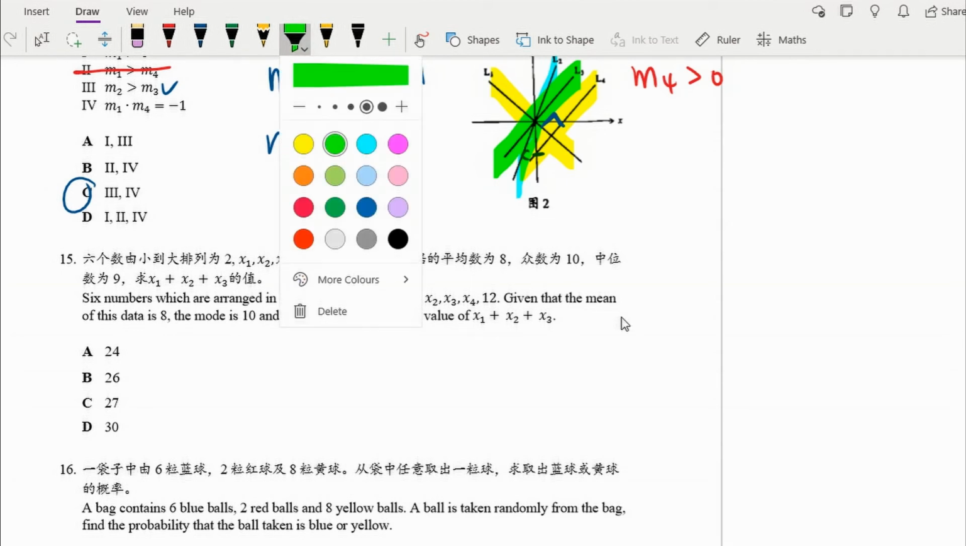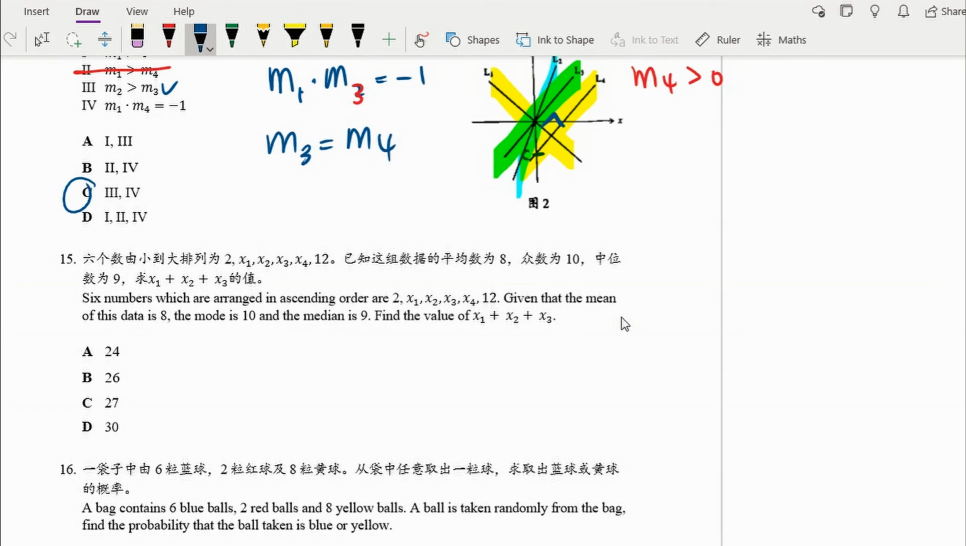Anyway, I don't think I need this highlight. We know that this is arranged in ascending order, and let's look at it one by one. The mean, can we use it now? We still don't know a lot of things, so no. The mode is 10. The median I think we can use now. The mode is 10, so 10 is definitely repeated, right?